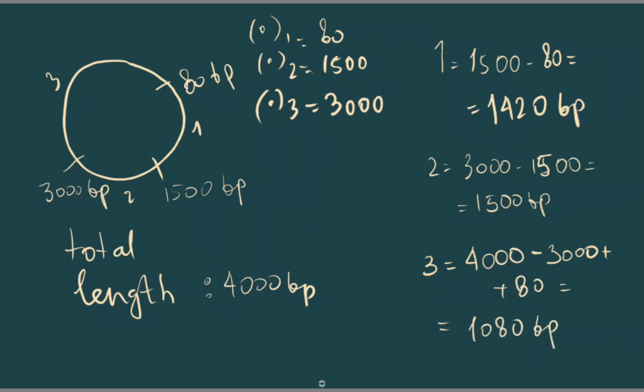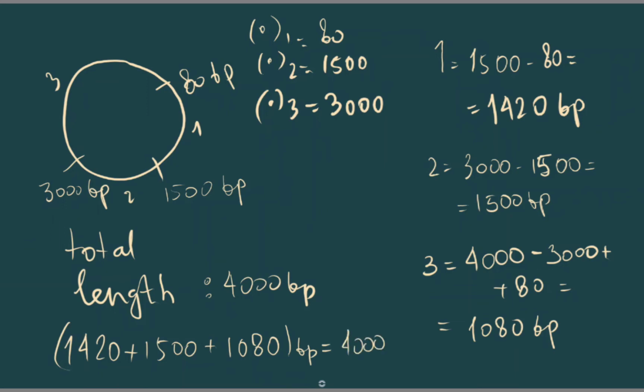To find out if we found the right lengths, we need to sum up everything, and it will be 1,420 plus 1,500 plus 1,080 base pairs, and it is actually 4,000 base pairs. So this is how you find the lengths of the fragments if you are provided with the restriction sites. So that was easy.